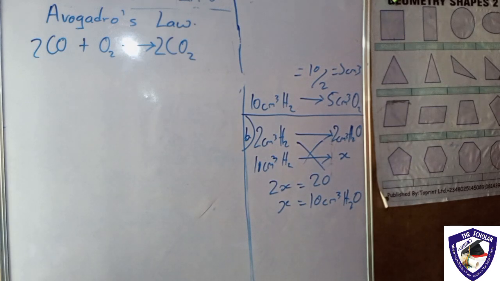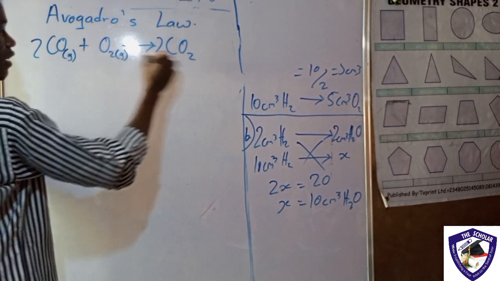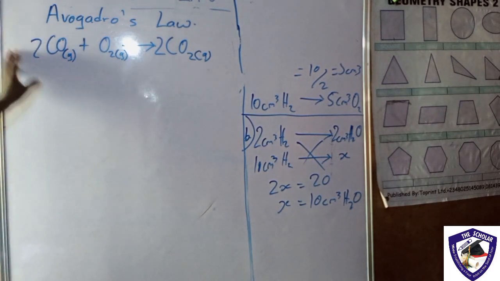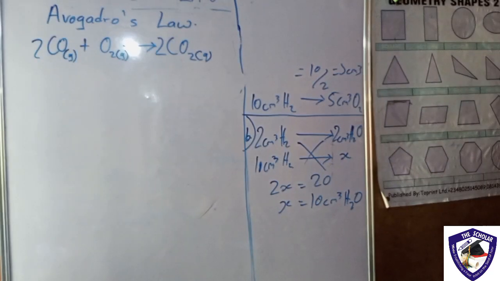The following reaction occurred when 100 centimeter cube of carbon 2 oxide was burnt in 70 centimeter cube of oxygen. This is the equation of the reaction. This is carbon 2 oxide plus oxygen to give carbon 4 oxide.